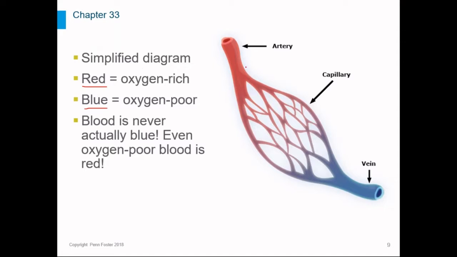Now, that's how they show it in the diagrams, but remember that blood is never actually blue. Even oxygen-poor blood is red. And if you can see veins through your skin and they look blue, that's just the vessels and the way the light is filtered through your skin, but the blood in them is still red. Okay, blood is always going to be some shade of red.